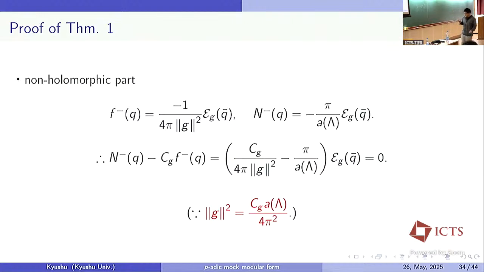And first, we show the cancellation of the non-holomorphic part. It is easy. It is shown by straightforward calculation. And from the definition of good drift, we have the Fourier expansion of the non-holomorphic part F minus Q like this. This is by the definition of good drift. And by the definition, n minus Q has a Q expansion like this. Therefore, n minus Q minus CZ F minus Q is equal to this. And it is known that the square of the norm of Z is equal to CZ times A lambda over 4 pi square. And by using this equality, we conclude that this is equal to 0. Okay? Therefore, the non-holomorphic part is cancelled.